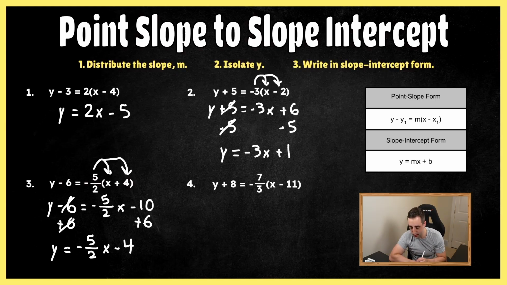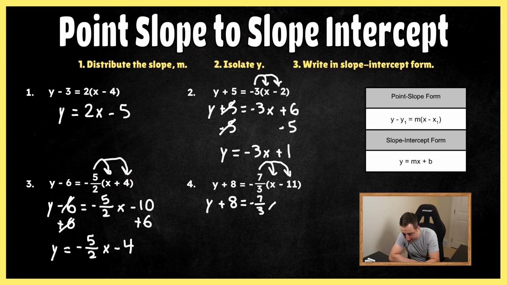And then let's move over to the last problem before I give you 4 problems to try out on your own to see if you can do the conversions on your own. So let's go ahead and distribute. So distribute negative 7/3 to both terms. Bring down the y plus 8. Negative 7/3 times x is just negative 7/3 x. And then again, we run into this scenario. So let's do the math down here. This is negative 7/3 times negative 11 over 1.